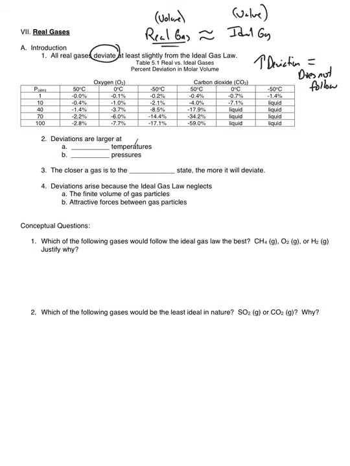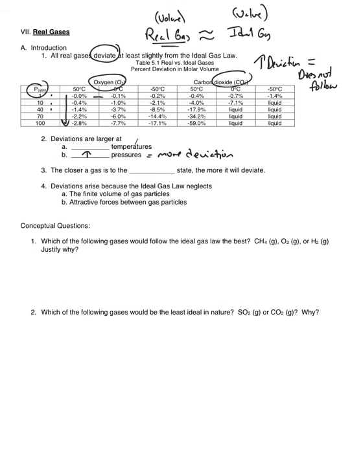Now in this graph, we are actually looking at the oxygen and carbon dioxide. This graph is specifically looking at conditions of pressure and temperature. So looking at the deviations, as I look at oxygen, as I go from 1 atmosphere down to 10, down to 40, as I go down the graph, the pressure is increasing. What's happening to my deviations? They're getting bigger and bigger, which means at higher pressures, there's more deviation, which means when I run experiments under high pressures, I am not going to get a value that's very close to the ideal gas law.